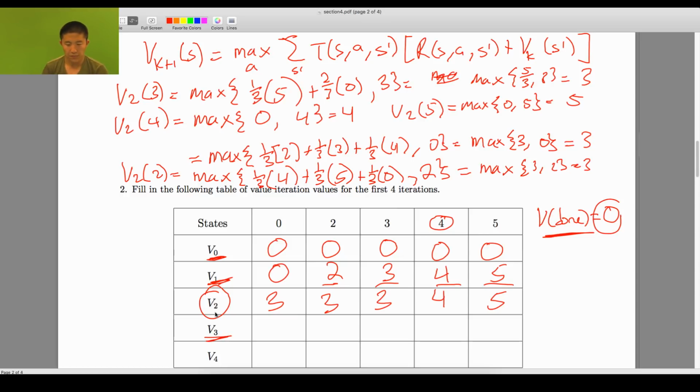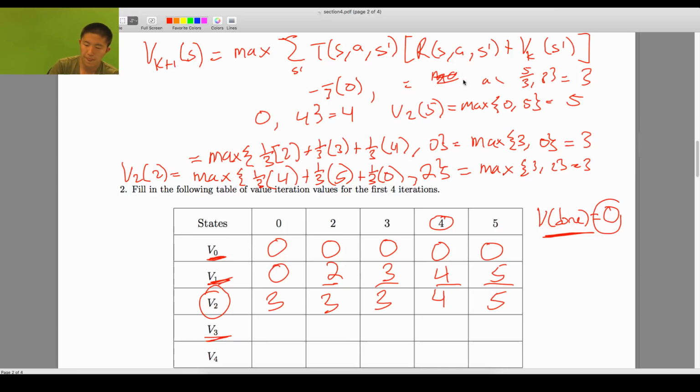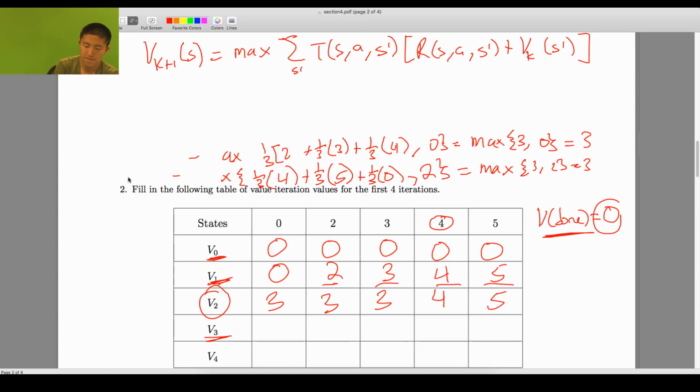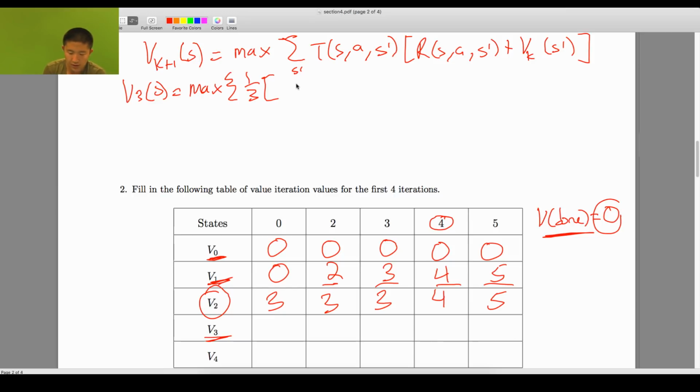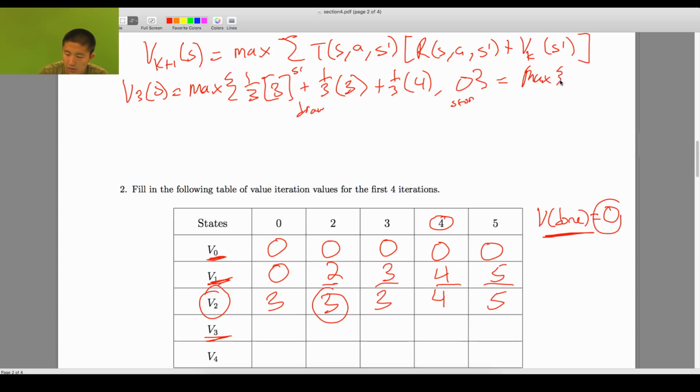Okay, so now to calculate V3, we apply the same ideas. So V3 of 0 is equal to the max of 1/3 times the value function at 2, which is this, so times 3, plus 1/3 times the value function at 3 from the previous iteration, and then plus 1/3 times the value function at 4, and max with 0 if you stop. This is draw, which is equal to max of 10/3 and 0. So this will be 10/3.